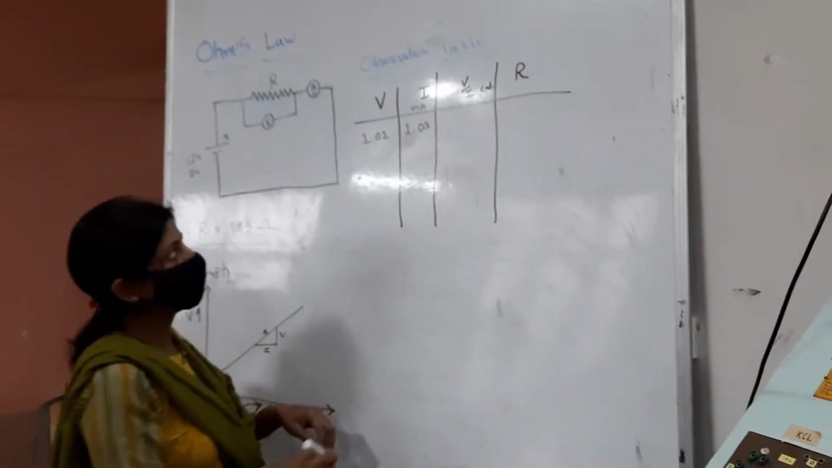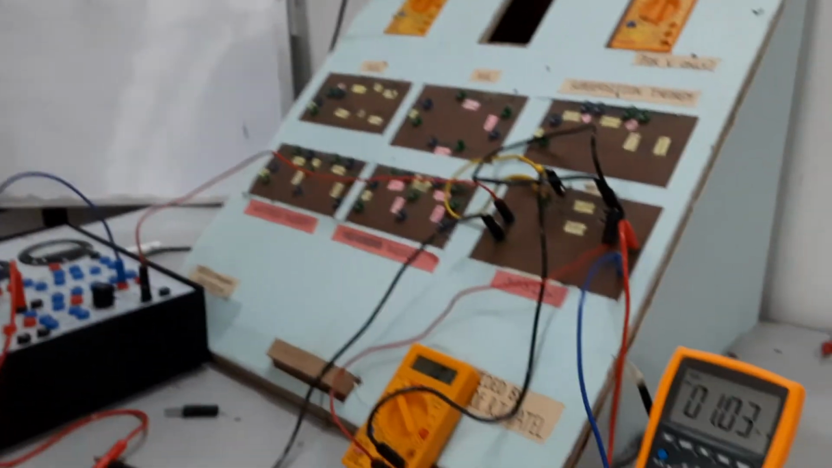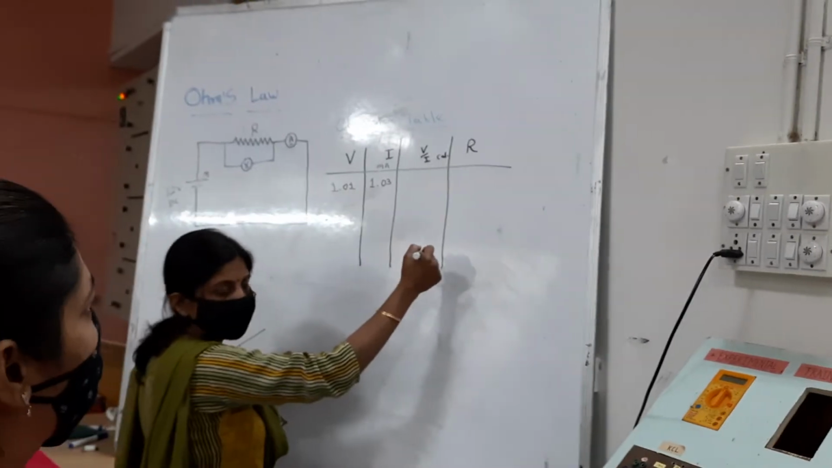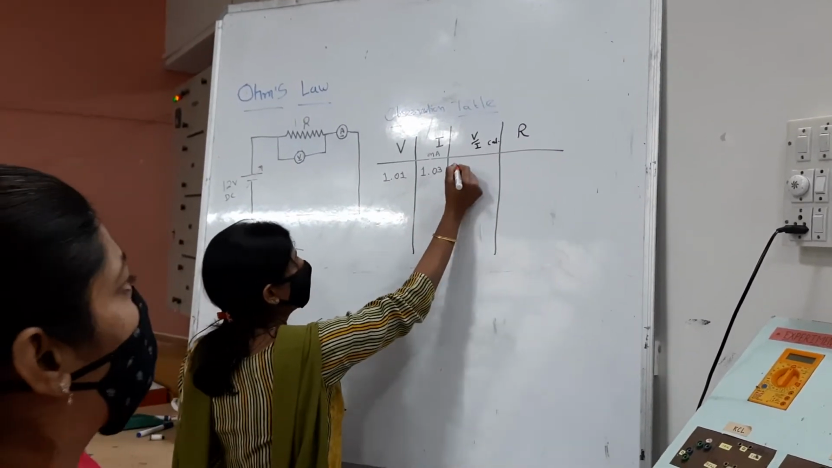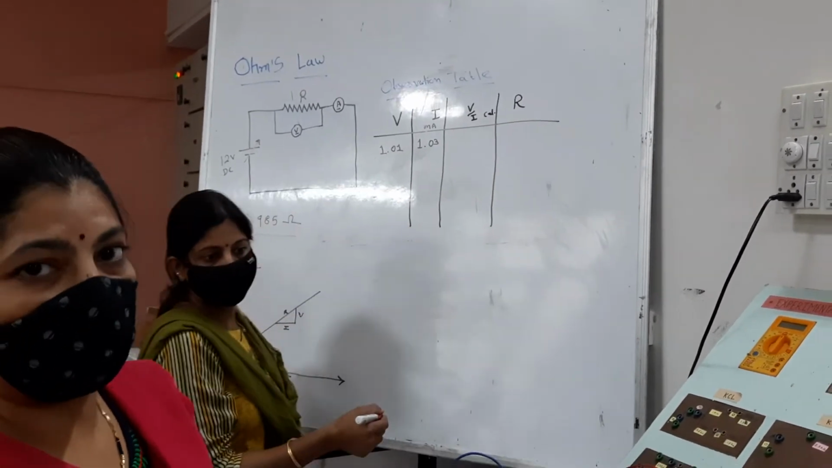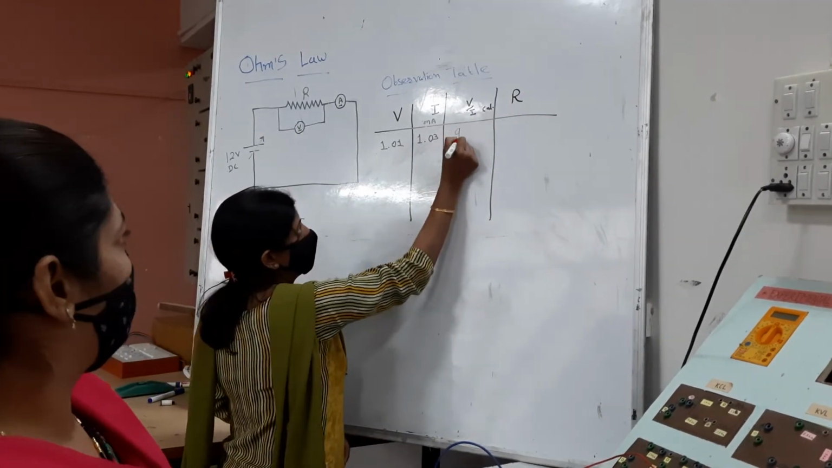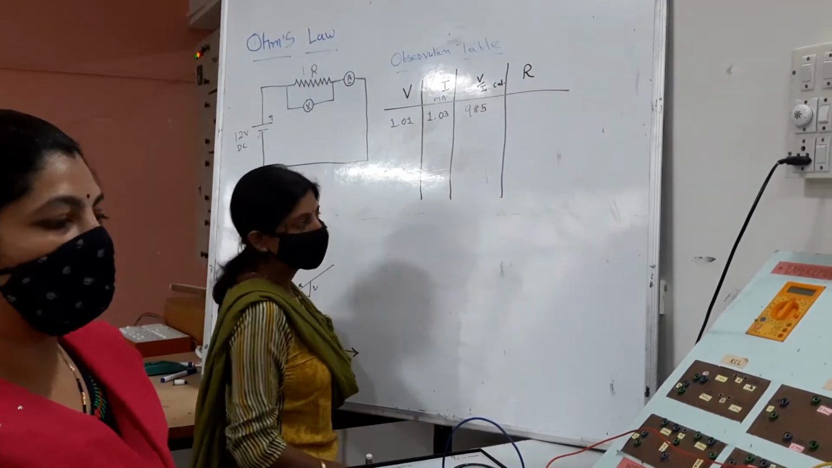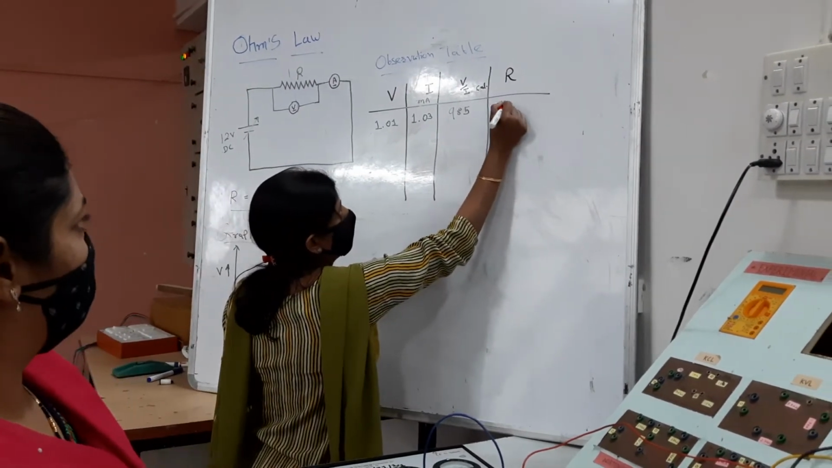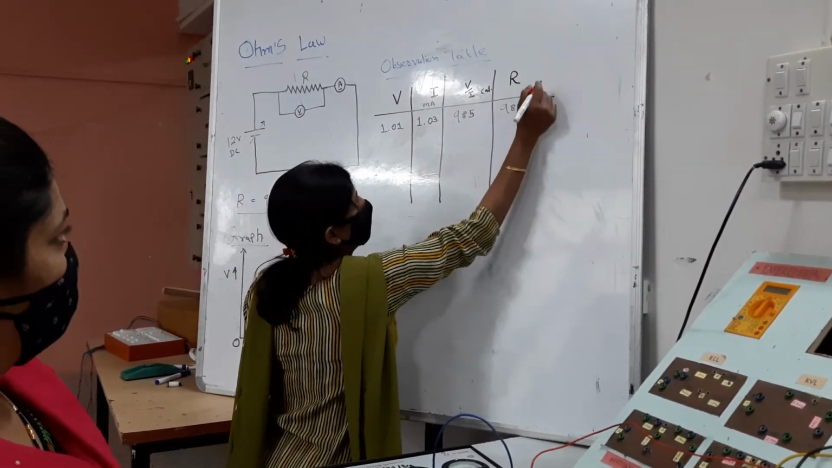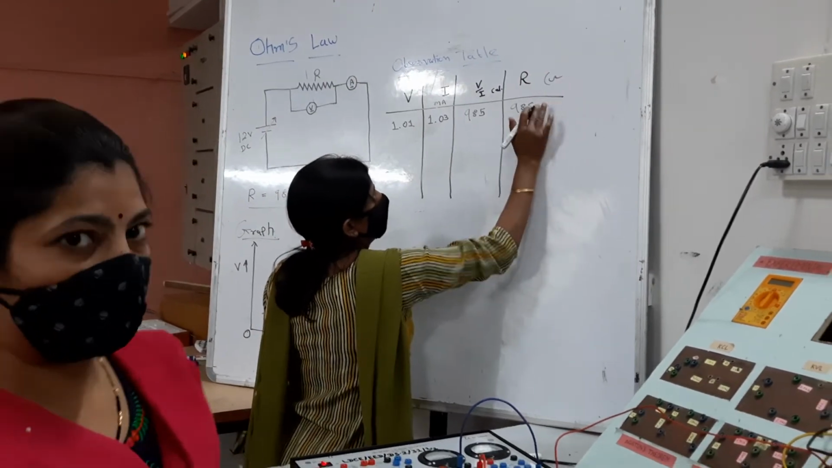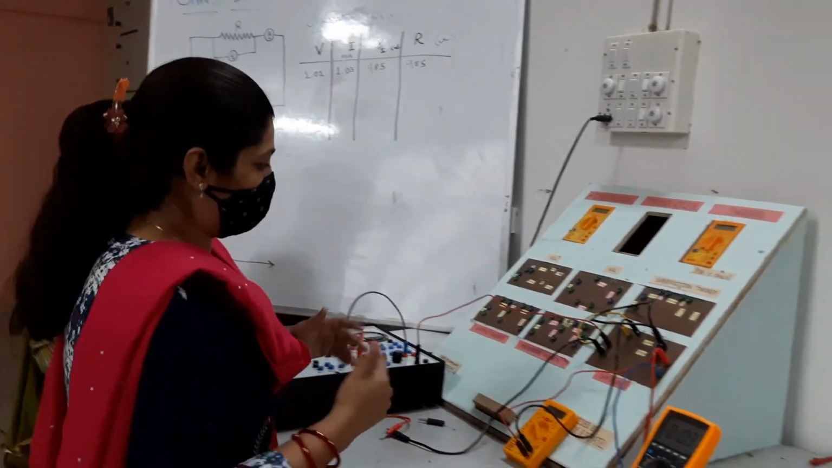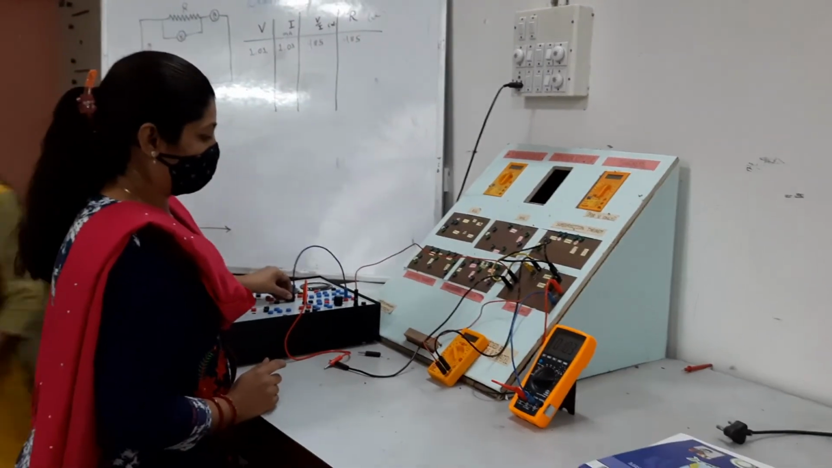Remember, the unit is milliampere. If by mathematical calculation you find V by I, its value will be 985. And we know that our actual value is 985. So with the first reading, everything is in very good flow. Move on to the next reading.